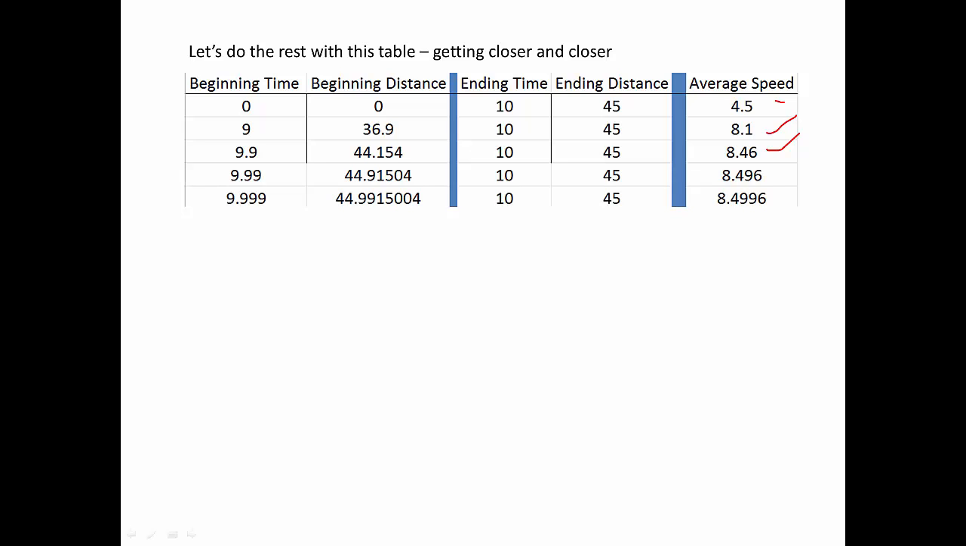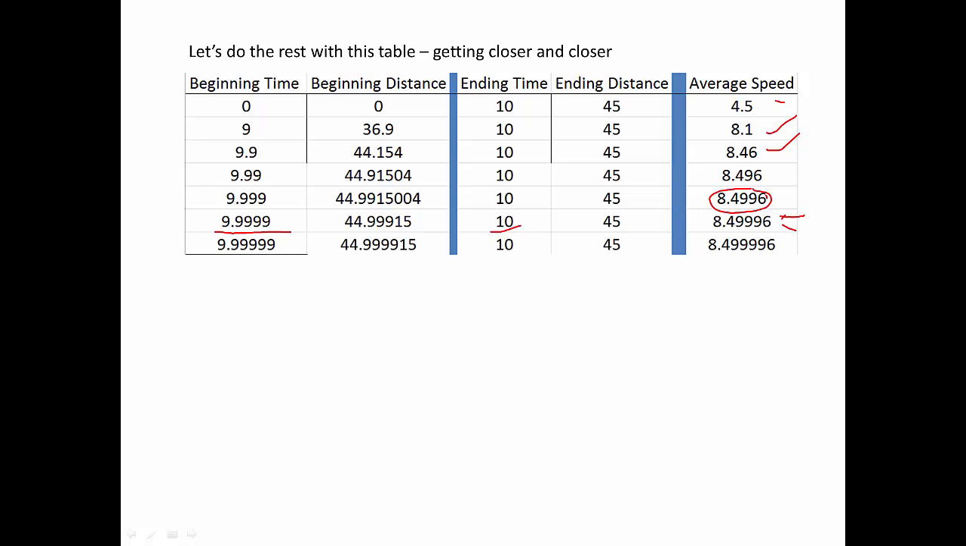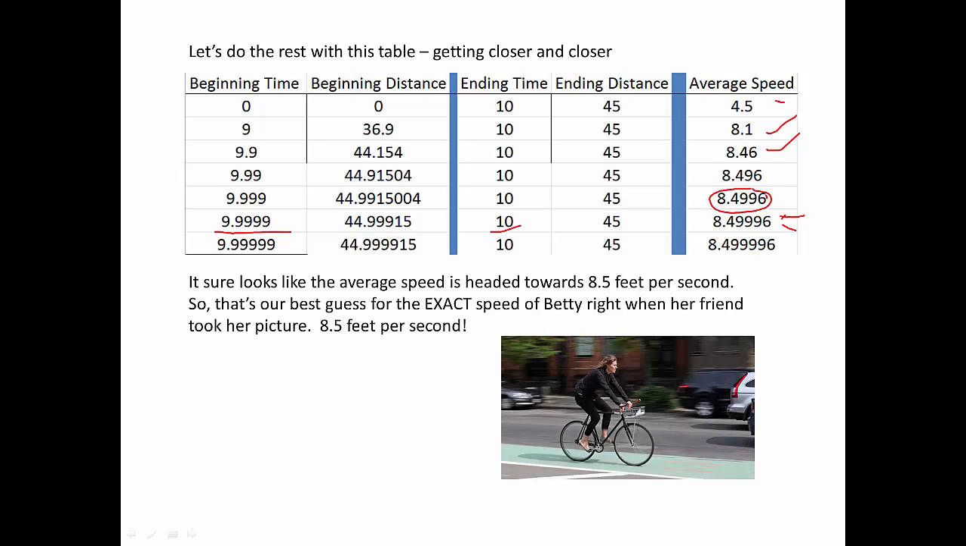9.999, 8.4996. You can see the average speed is there. And we can even start getting ridiculous. We're talking about 9.9999 seconds to 10 seconds. And there's our average speed in that time period. And let's do one more time just to be kind of silly. It's kind of silly because already you can see that it's heading towards 8.5. So it sure looks like the average speed is 8.5 feet per second.